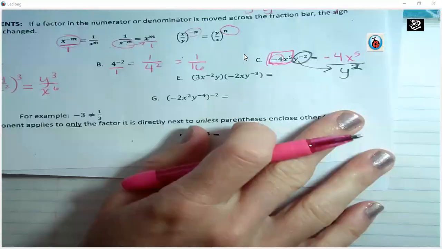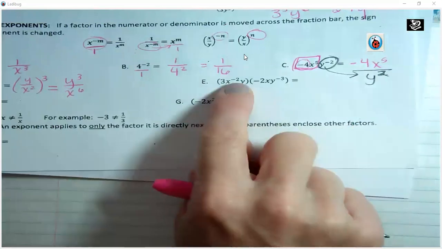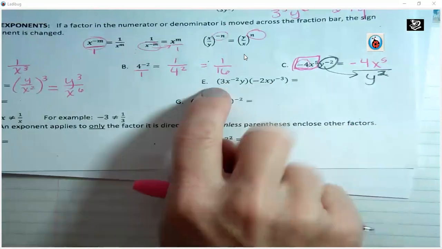All right, part E. We have 2 sets of parentheses. What do I do with the 3 and the -2?